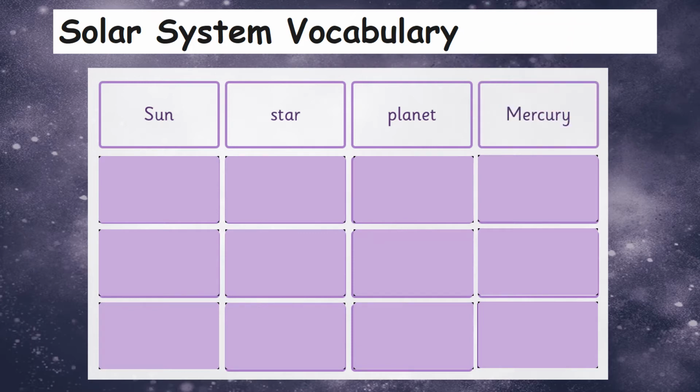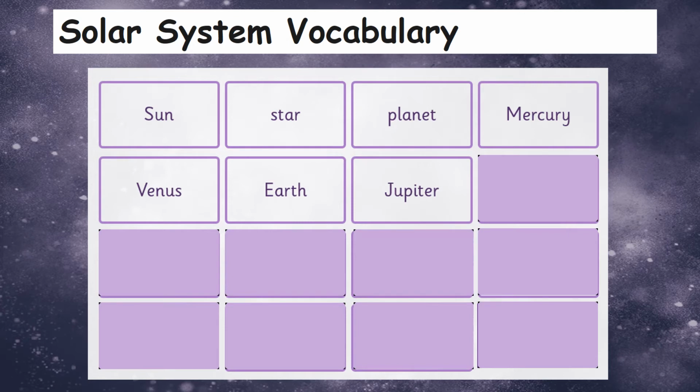Mercury is the next word. Mercury is the planet which is closest to the sun. Venus is the second planet from the sun, and it's actually the hottest planet in the solar system. Earth is the third planet from the sun. It's the only planet known to host life, and it's the planet which we live on.